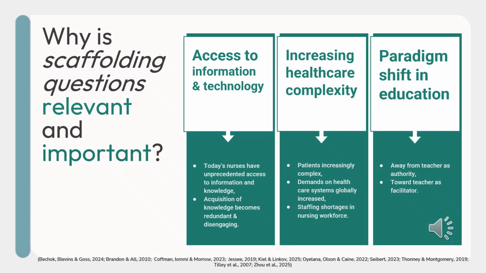Now that we've identified what scaffolding questions is, we want to look at why it is relevant and important today. There are three main reasons. One is access to information and technology, where we have such an overload of information in modern society that critical thinking is emerging as essential to process that information, understand what is true and what is not, and how the information applies to our everyday situations and professional lives.